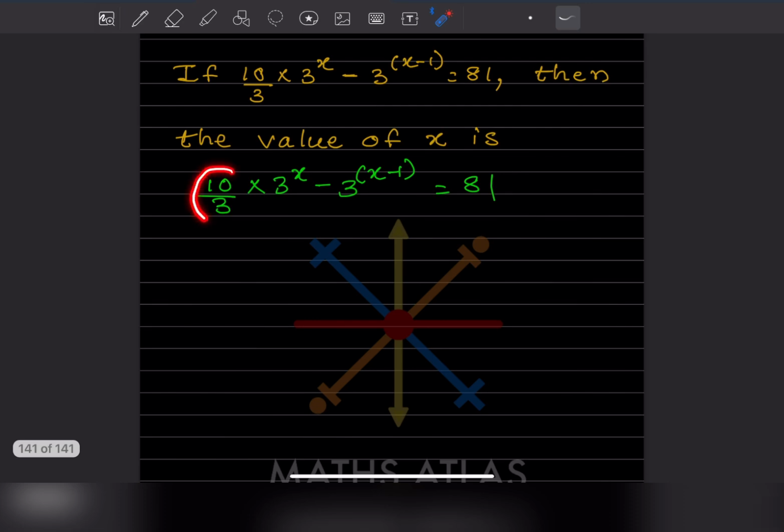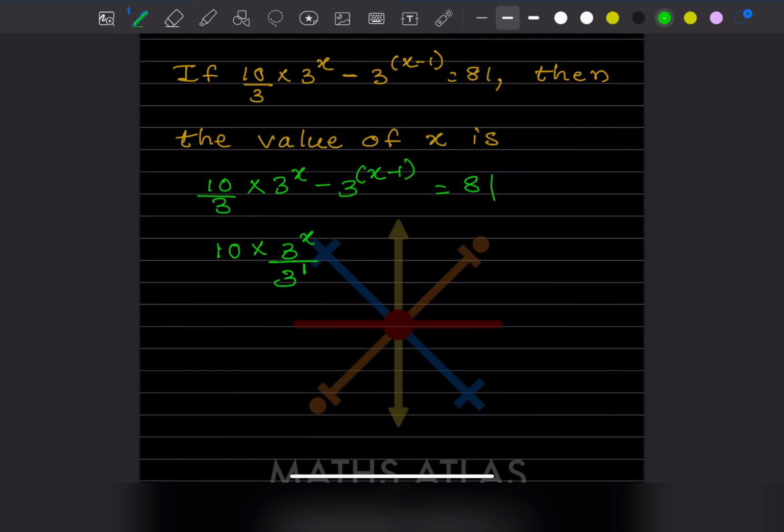Now look at this 10 by 3. So here is 3. This 3 can be written as 3 raised to 1. So we'll write 10 here, multiplied by this 3 raised to 1, and then we'll write here minus 3 raised to x minus 1 is equal to 81.